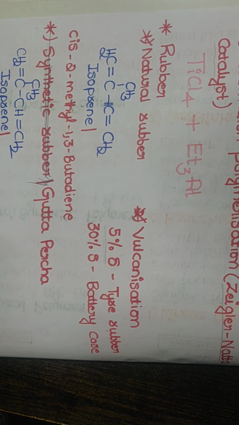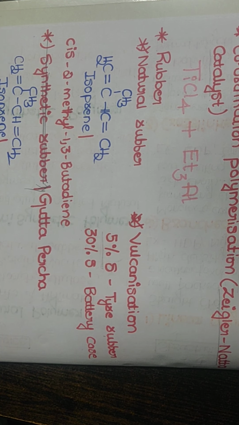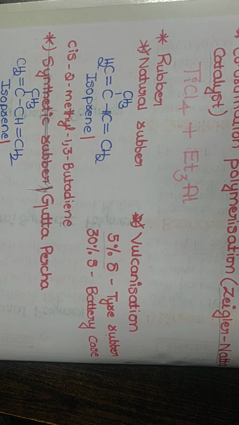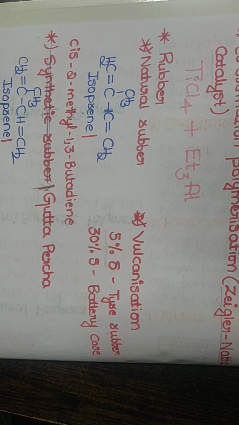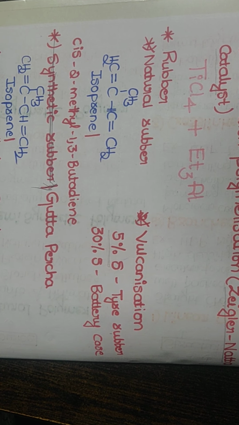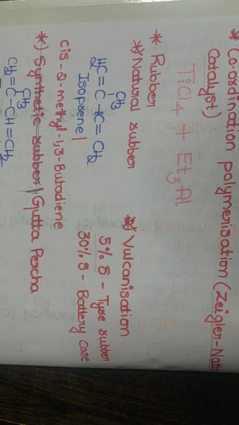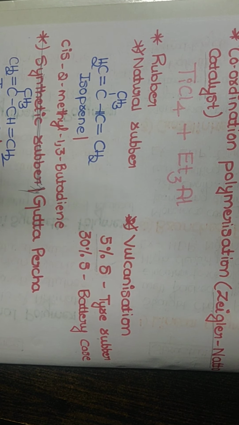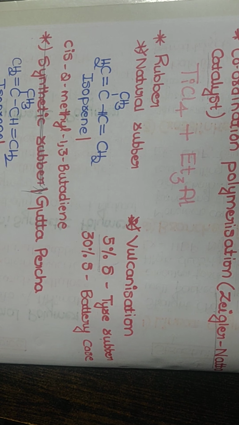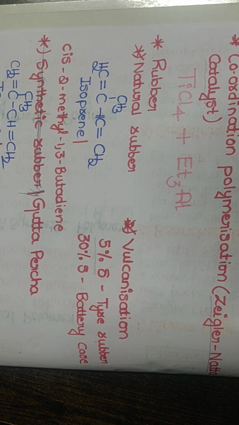And what will happen if I add sulfur? This sulfur will form cross-linking in the natural rubber, so that the resulting rubber is called vulcanized rubber, and that vulcanized rubber will be very hard in nature. Okay, so this is regarding natural rubber and how we improve the properties of natural rubber to end up with a vulcanized rubber by a process called vulcanization.